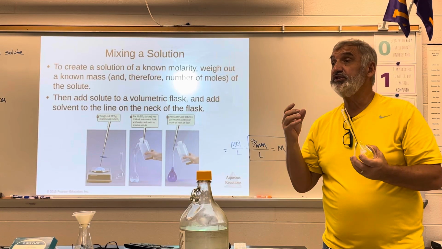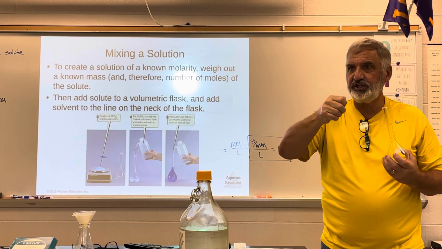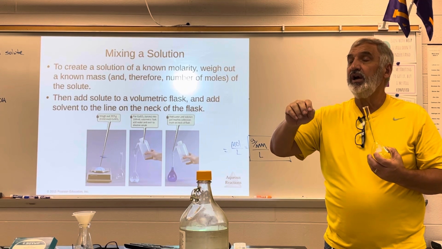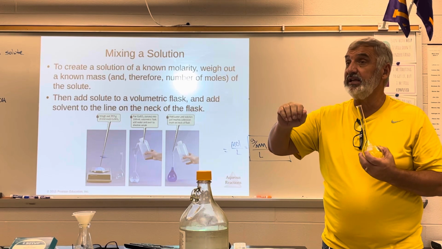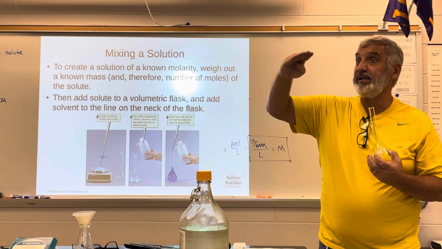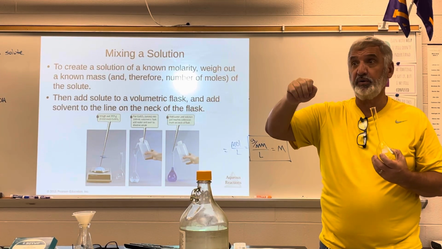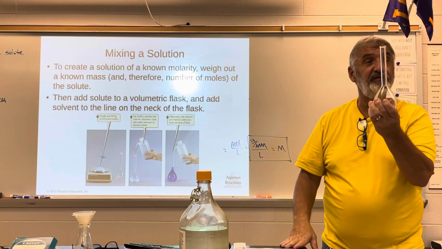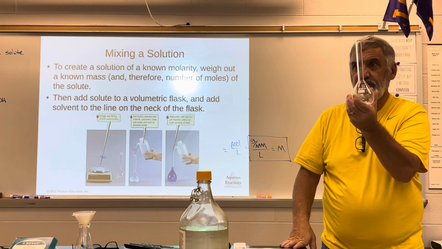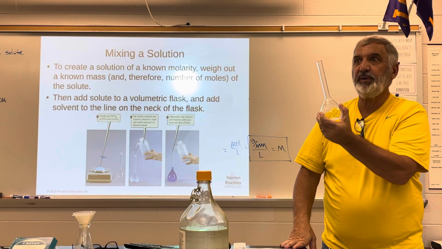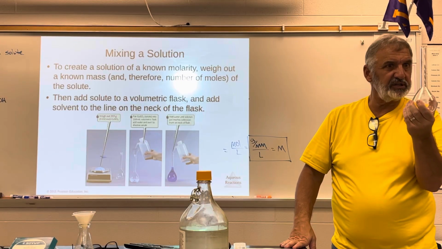We all used a burette last year in doing titrations. A burette is the best way to deliver random volumes, because you can measure 5 milliliters, 10 milliliters, 12 milliliters, 12.5. A volumetric flask only delivers one volume, a measured volume. But it's the best way to make a solution. You're always going to want to do this.